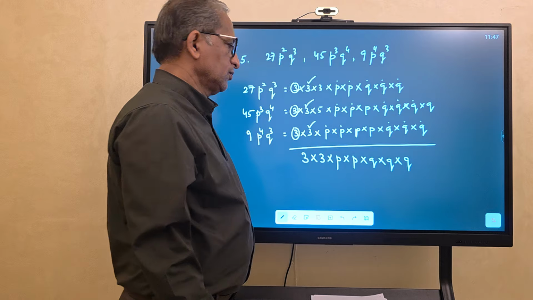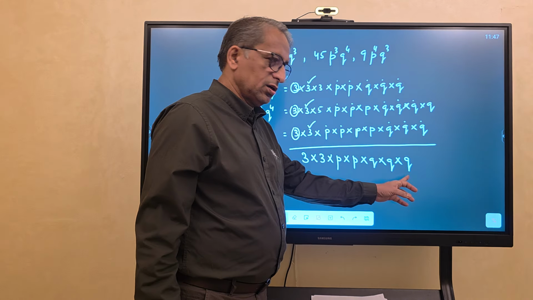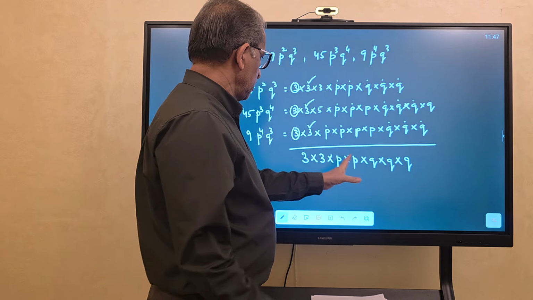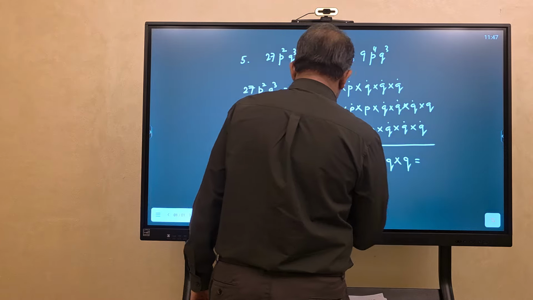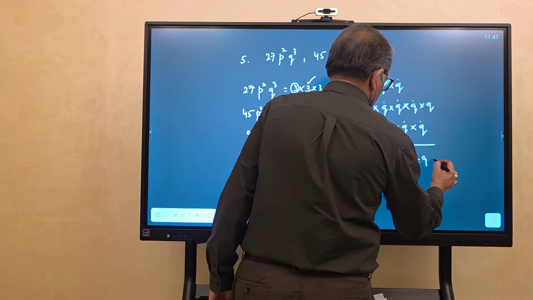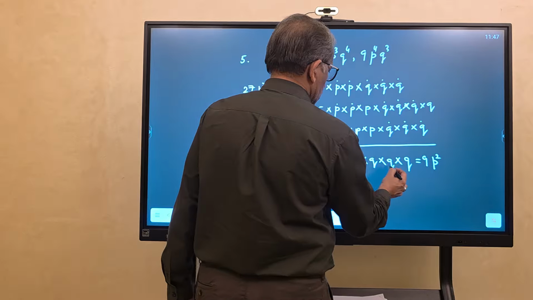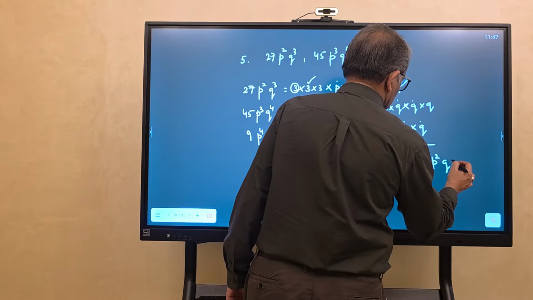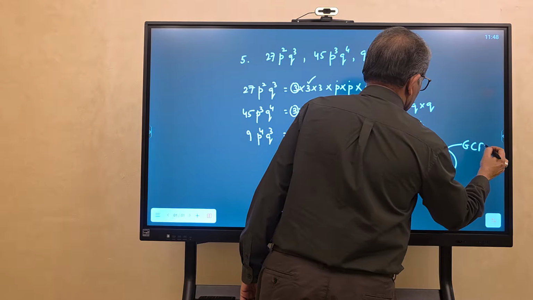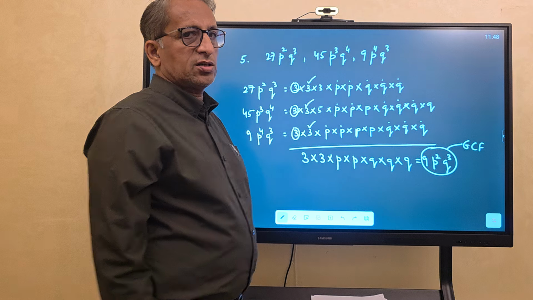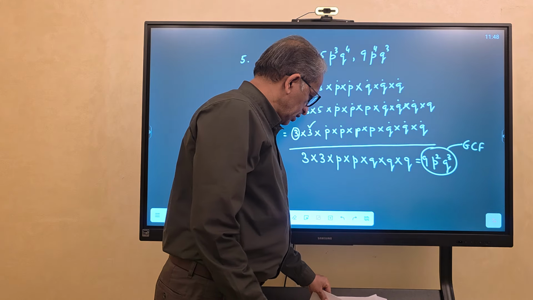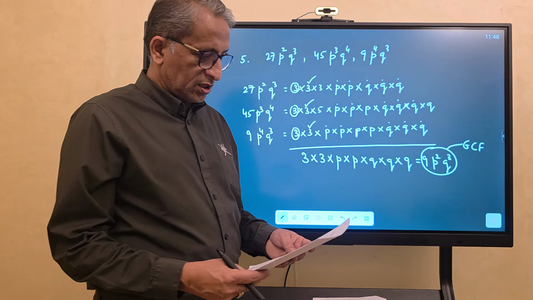So these are all terms which are common in all the three. I multiply these: 3 into 3, 9. P is multiplied 2 times, so P square. Q is multiplied 3 times. This is the GCF, that is the greatest common factor. So you can do the remaining questions, which are from 1 to 5.